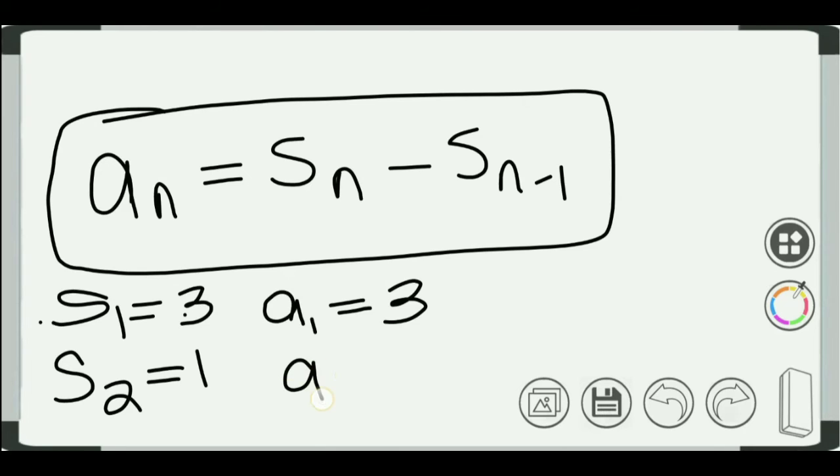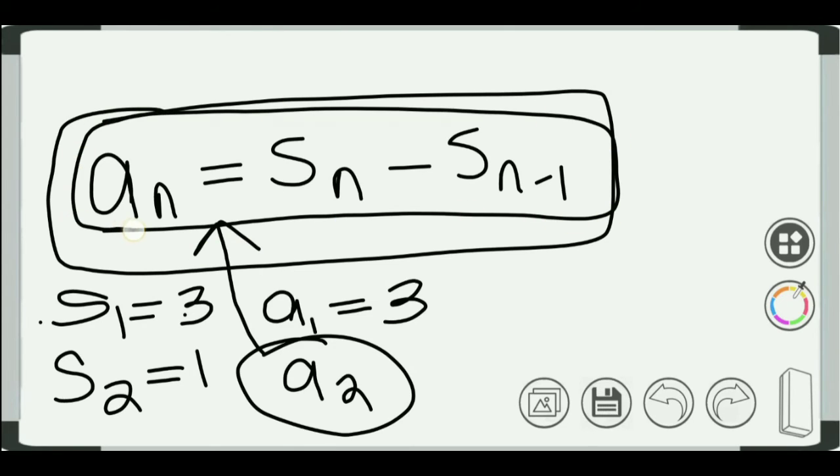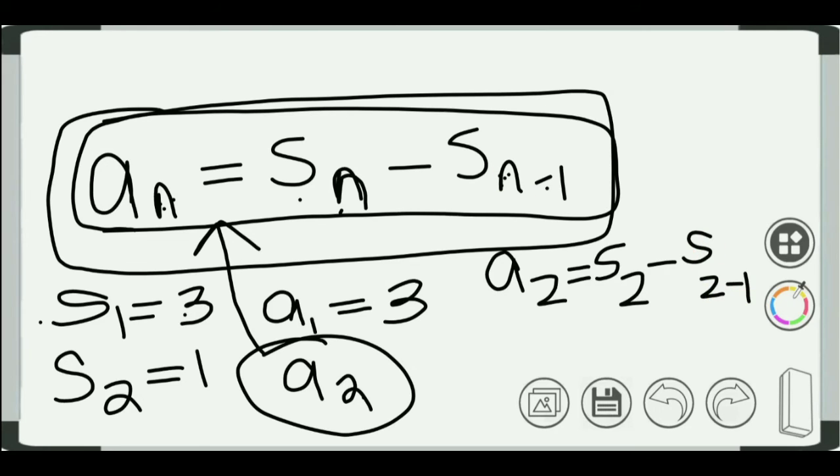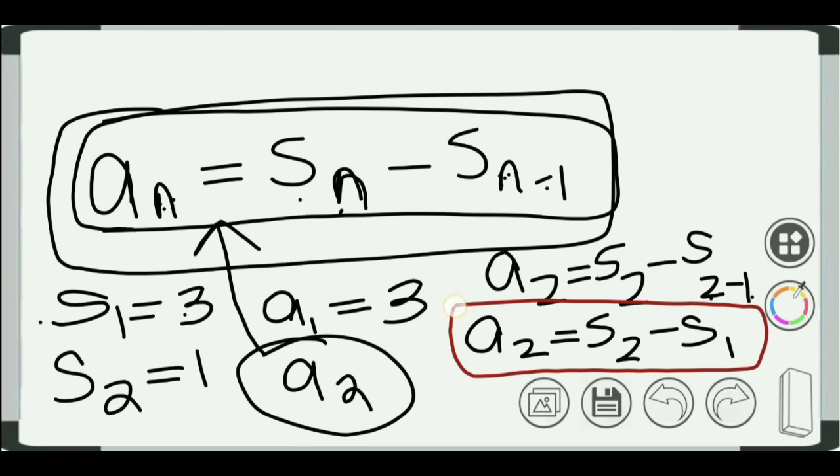So how will you find the second term? That is A2. See, you can see this formula, the An formula is there. So you need to find A2. That means in this formula, put n is equal to 2. So you will get a2 is equal to, instead of n write 2, S2 minus, here instead of n, 2 minus 1. So you got a2 is equal to S2 minus S1. That means second term, your second term is equal to S2, sum of two terms, minus sum of one term, according to this formula.